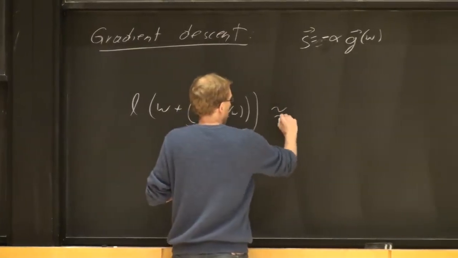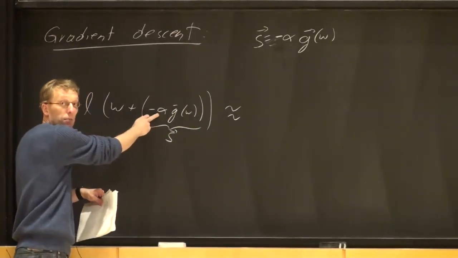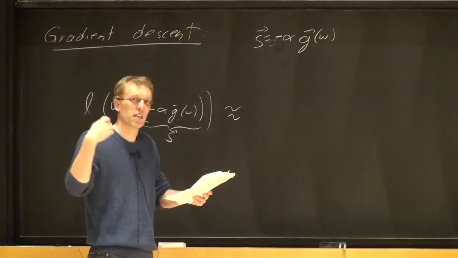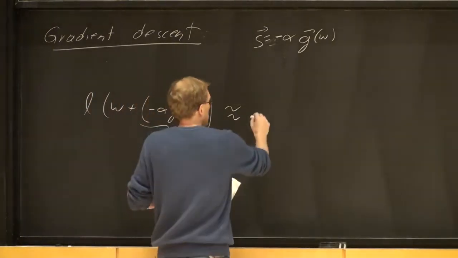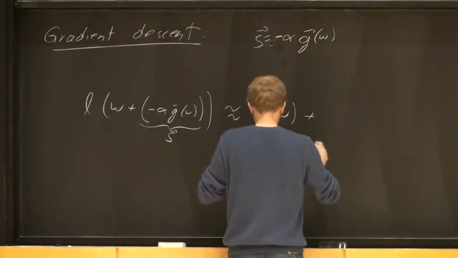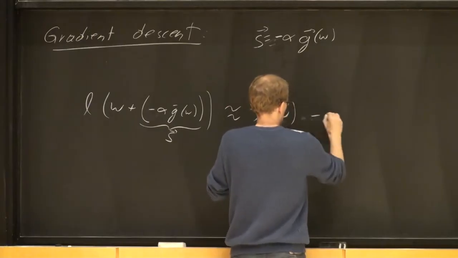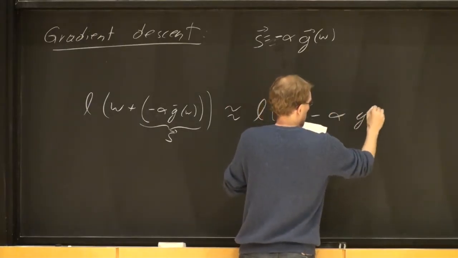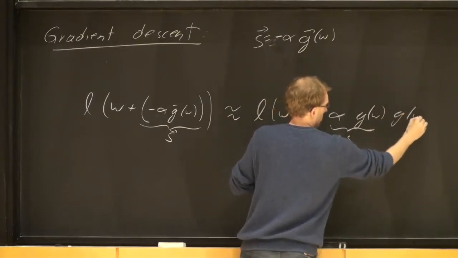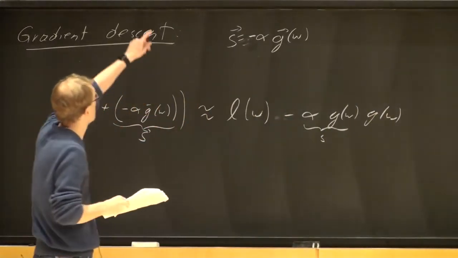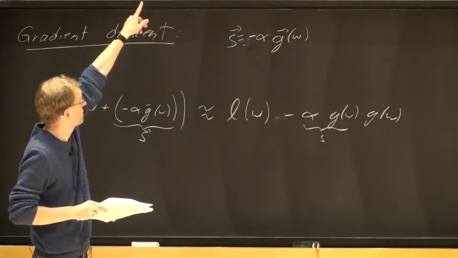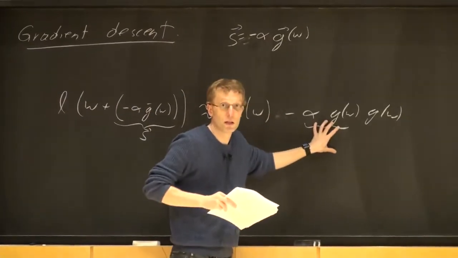If alpha is small, we can make it as small as we want, then S is small. So we can make alpha small enough that the Taylor approximation holds. Then that is L of W plus this here, so in this case minus alpha times G of W, this is S, times G of W. All I did here is plug in minus alpha times G of W into the S up here, and then we get this term here.